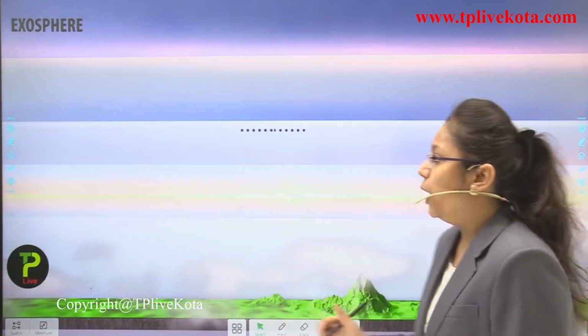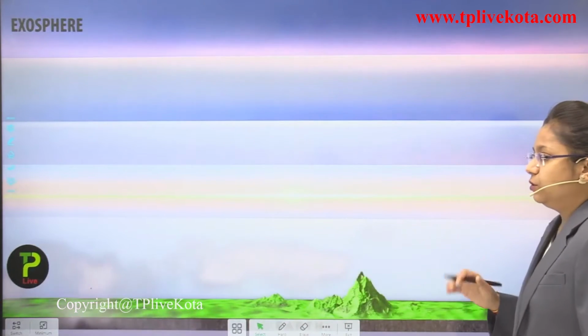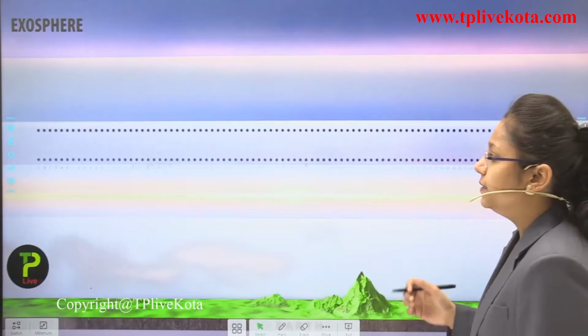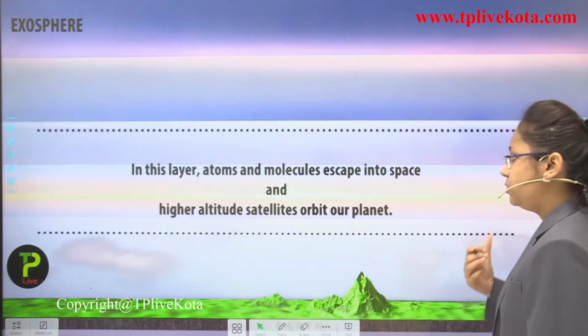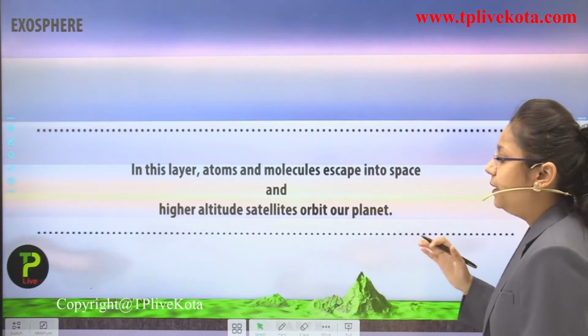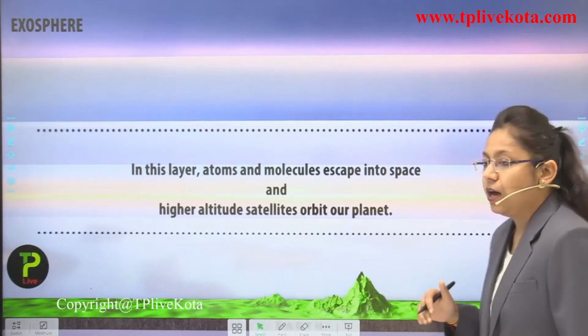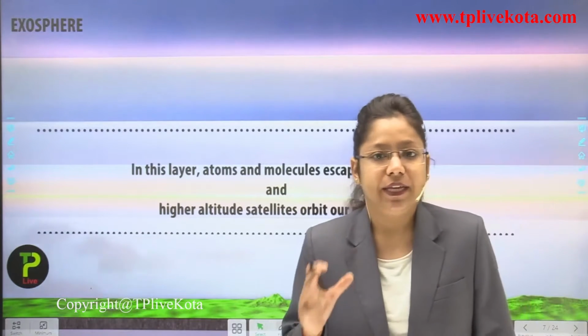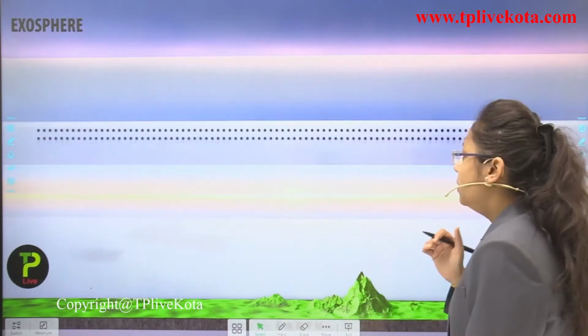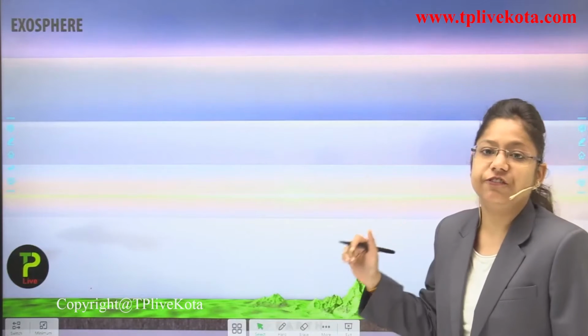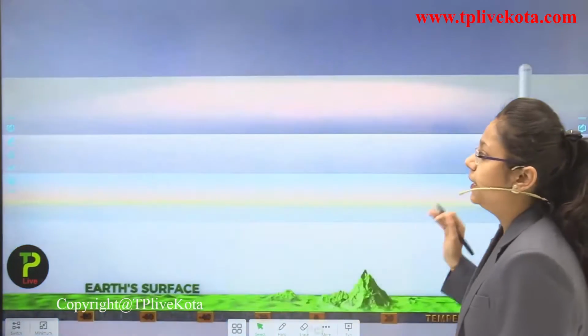Okay, now let us see more about the exosphere briefly. In this layer atoms and molecules escape into space and higher altitude satellites orbit our planet. So we can see that atoms and molecules escape into space. That is the fifth layer of the atmosphere, the exosphere.